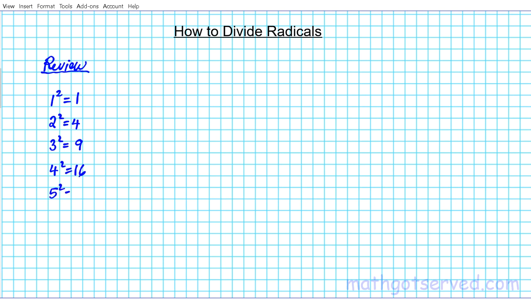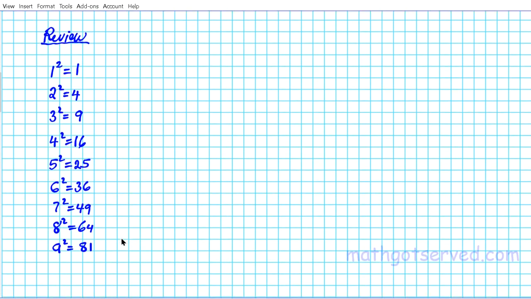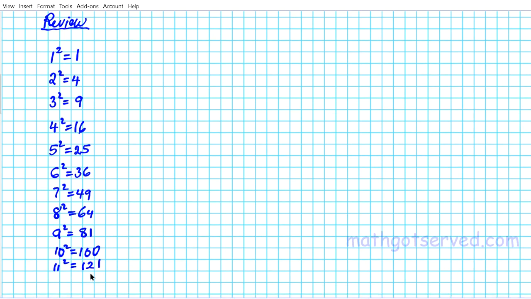5 square is 5 times 5, which is 25. 6 square is 6 times 6, which is 36. 7 square is 7 times 7, which is 49. 8 square is 8 times 8, which is 64. 9 square is 9 times 9, which is 81. 10 square is 10 times 10, which is 100. 11 square is 11 times 11, which is 121. And then the last one is 12 square, which is 12 times 12, and that is 144.